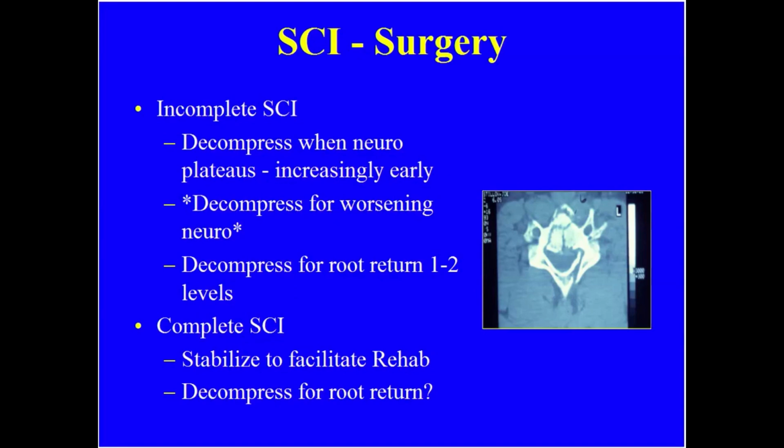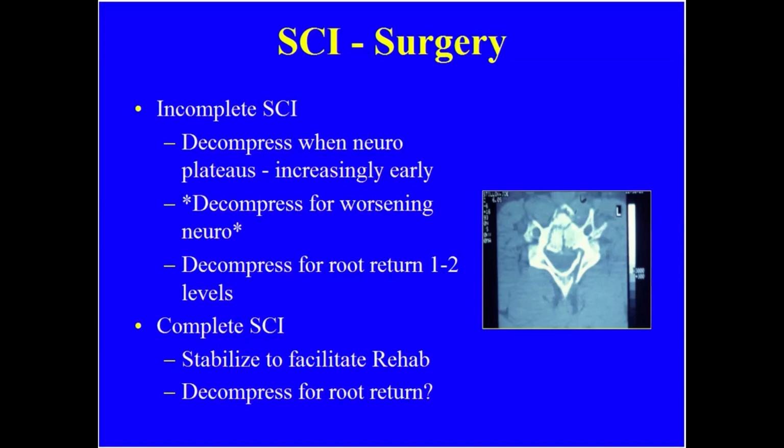Certainly, if there's one thing to remember in spine surgery in general and with spine trauma, it is anytime you have a patient who is worsening neurologically, that's an indication for surgery. If there's one rule to remember, if you have a patient worsening neurologically, that's an indication for not just surgery, but for emergency surgery. And in incomplete spinal cord injury, decompression may facilitate cord recovery, but it almost certainly facilitates root return, and you may see as many as 1 or 2 levels of root return, which, as I talked about before in terms of function down the road, those 1 or 2 levels are very important.